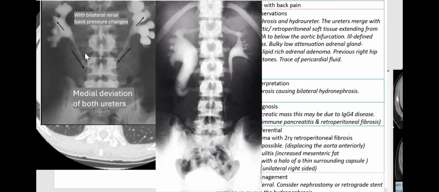However, the retroperitoneal fibrosis IVU findings are bilateral, not unilateral: bilateral hydronephrosis and hydroureter with medial deviation of both ureters, okay? Medial deviation and caliber change of both ureters, okay?